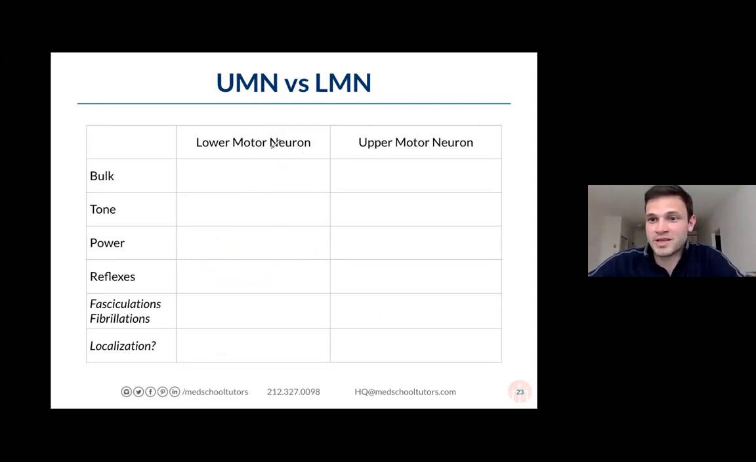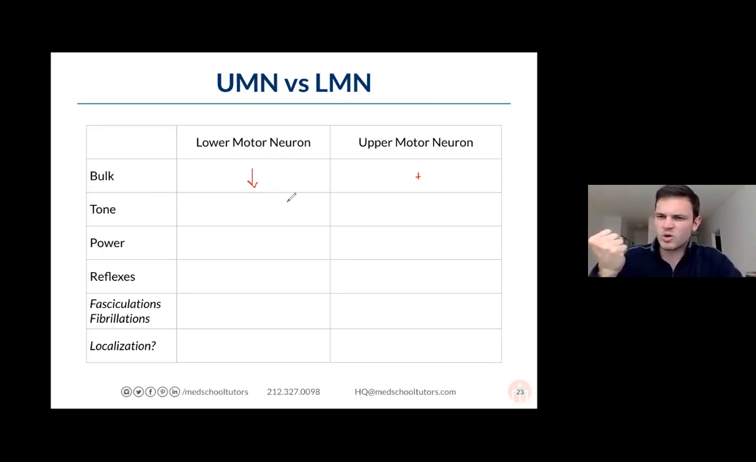So let's go through that again. The bulk, how much strength the muscle has, is going to be down in a lower motor neuron, because the nerve itself is never talking to the muscle. The muscle gets mad and shrivels. Upper motor neuron, we'll call it normal. The muscle's not going to get bigger, but it's not necessarily going to shrink because it's getting input.